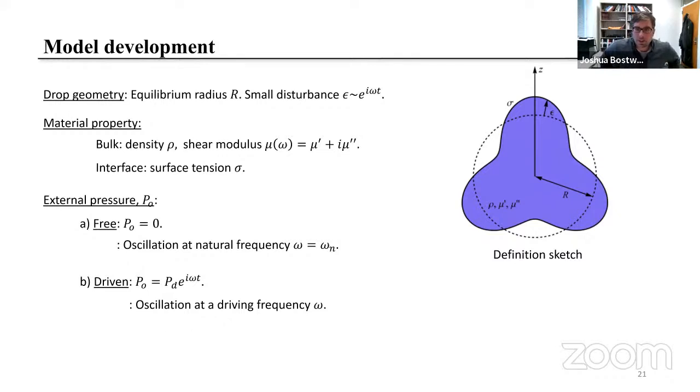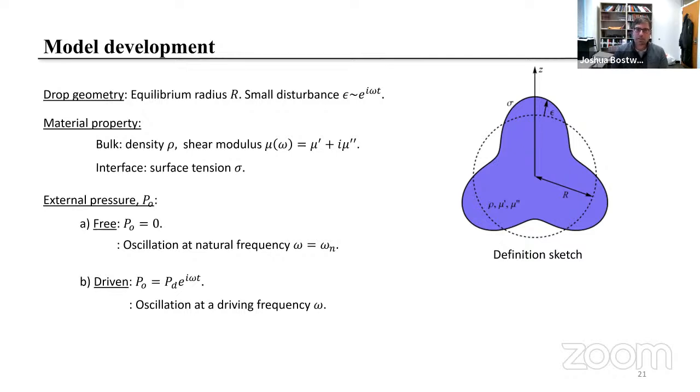So the model is pretty straightforward. We take a spherical drop of material and we disturb its interface by some small perturbation that has a harmonic time dependence with frequency omega. This surface has a surface tension sigma, and the material is characterized by a density rho and a complex modulus mu that is also frequency dependent.